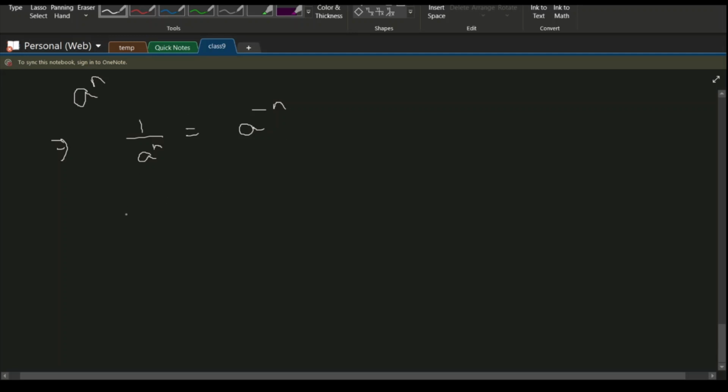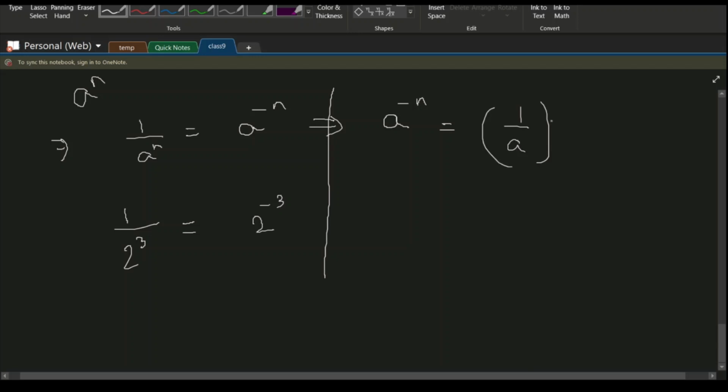For example, if I write 1 by 2 to the power 3, this can also be written as 2 to the power minus 3. So what is happening here is it's becoming a reciprocal. If I flip this statement, I can write a to the power minus n as 1 by a to the power n.